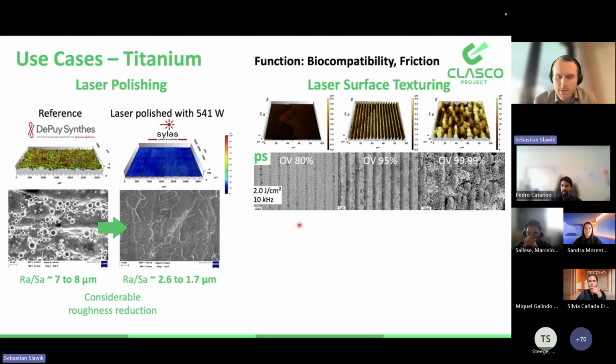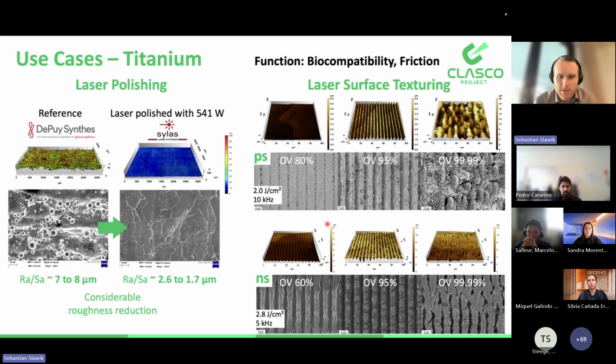As I said, you can do that with different kinds of lasers. One is picosecond, the other one is nanosecond. In both cases, you can see that you get a wave pattern based on two beam laser interference. And we did a parameter optimization here. And you can see, for example, in this parameter set, we get a quite nice result between picosecond and nanosecond.